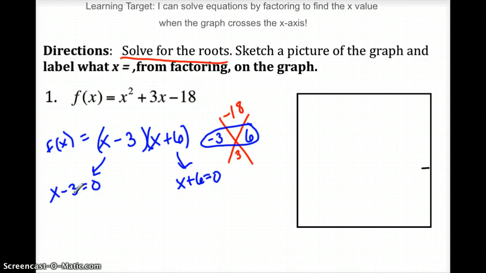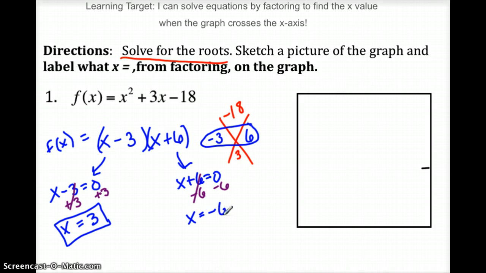So to undo subtracting 3 from x, I would add 3 to both sides, remember? So x equals a positive 3. Okay, and on the other side, I would subtract 6, because that's what we'll undo adding 6. So x would equal 0 minus 6, a negative 6.